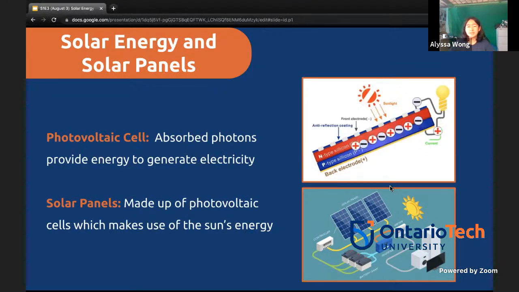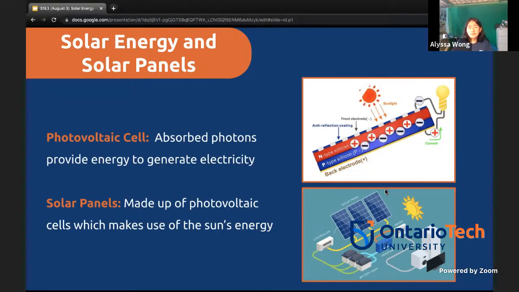So here's where our photons come in. Again, photons are light particles that contain different amounts of energy depending on the wavelength. Depending on the color that comes through, if you know the spectrum of visible color, wavelengths are different depending on if it's a red wavelength or a purple wavelength or ultraviolet. So that's very interesting. These photons are either absorbed, reflected, or pass through these photovoltaic cells.